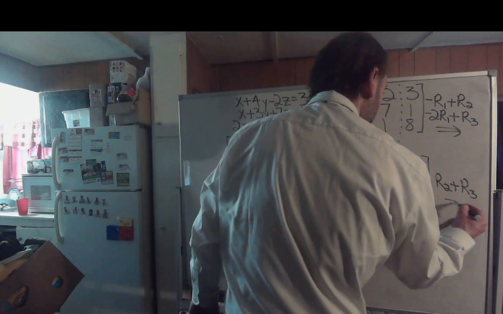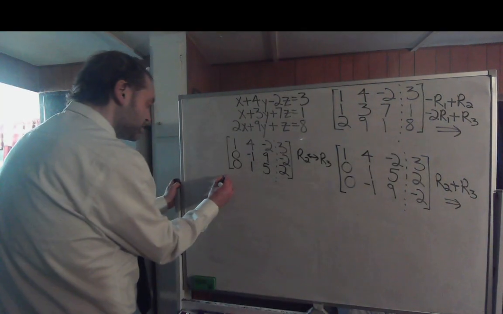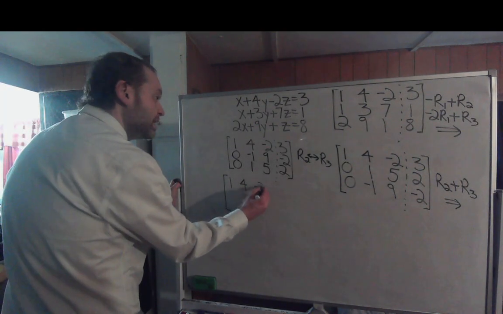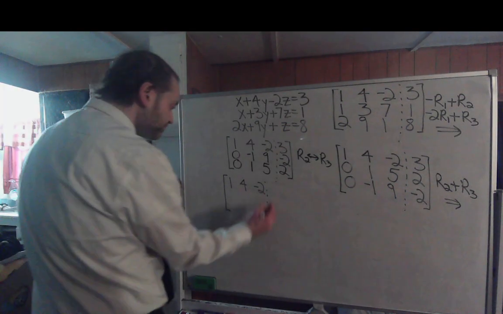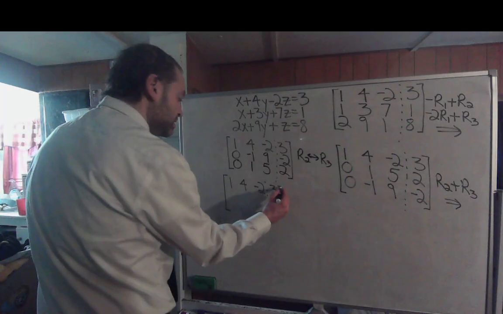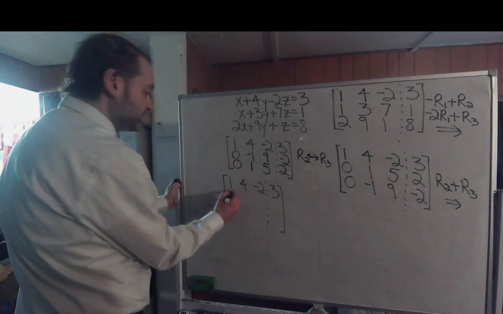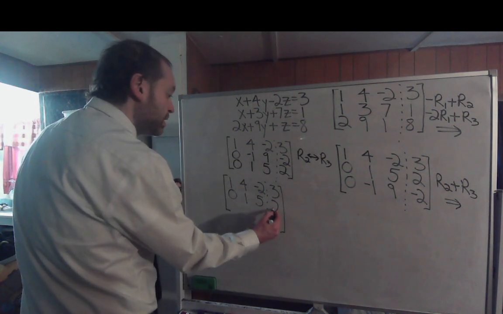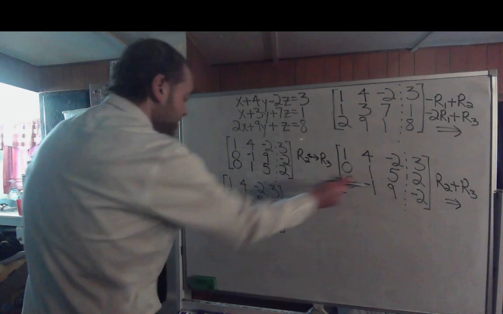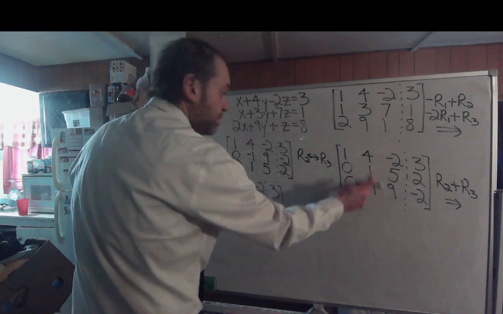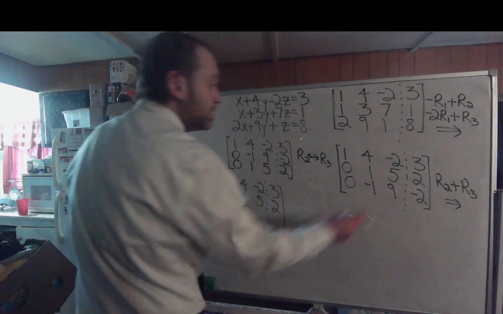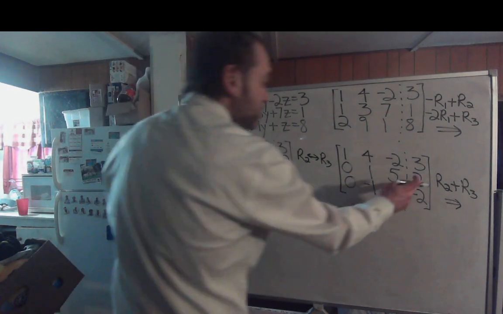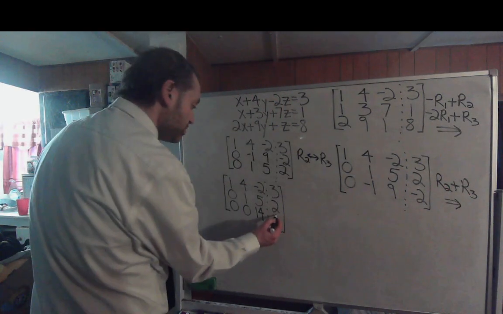We'll go ahead and form our new matrix. So row 1 still gets left alone. 1, 4, -2, 3. And then of course, leave row 2 alone. 0, 1, 5, 2. Alright, so 0 plus 0 is still 0. 1 minus 1 is also 0. 5 plus 9 is 14. 2 minus 2 is 0.